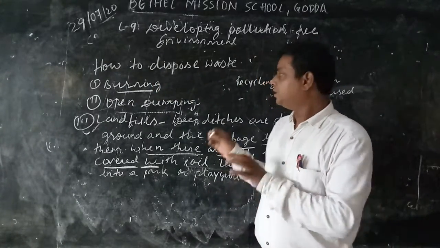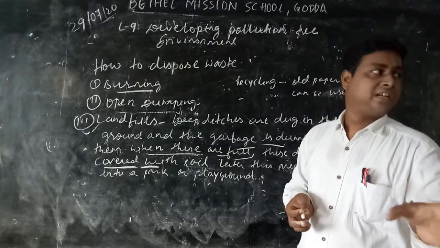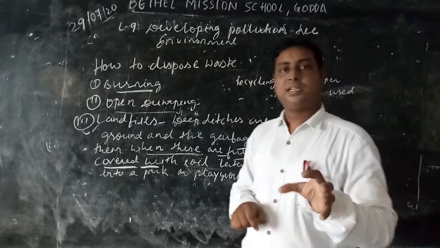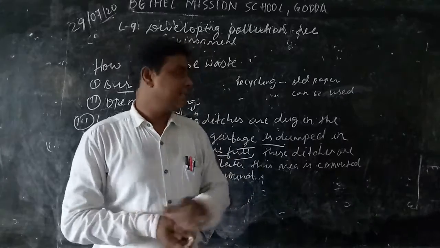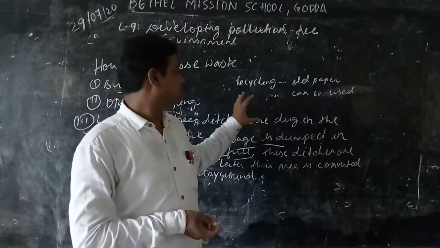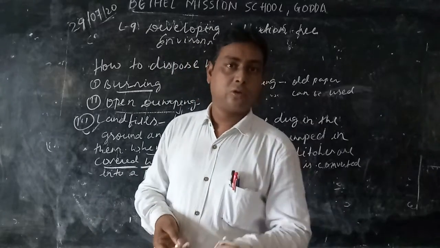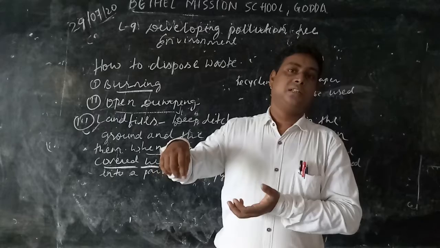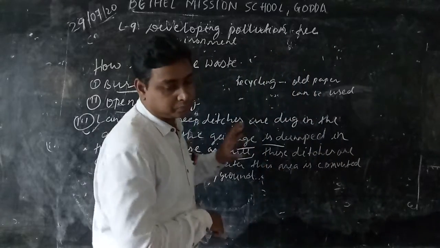So in recycling, waste can be reused or recycled. Understand? Recycling is the process in which waste can be reused or recycled. This process is known as recycling. So we can use old paper also, and we can recycle dirty water. So these are the examples.